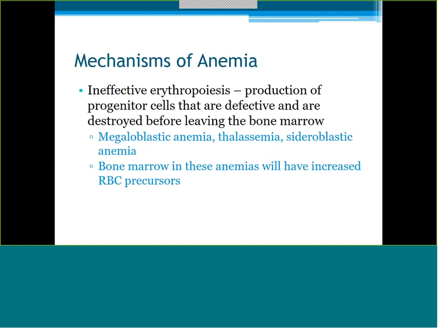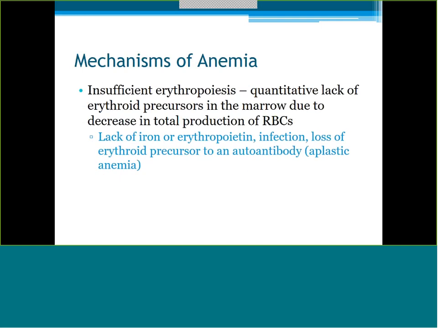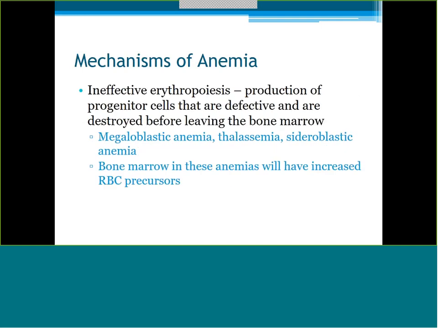All right, so now that we've done a broad overview, there's two basic mechanisms of anemia. We have ineffective erythropoiesis, and on the next slide, we'll see insufficient erythropoiesis. So we're going to start with the ineffective here. We have anemias that fit under this, in which basically the production of their cells is defective and the cells are trying to be destroyed before they even leave the bone marrow. So the red cells that they're trying to produce aren't even good quality. Examples of this type of anemia would be megaloblastic anemia, thalassemia, and sideroblastic anemia.